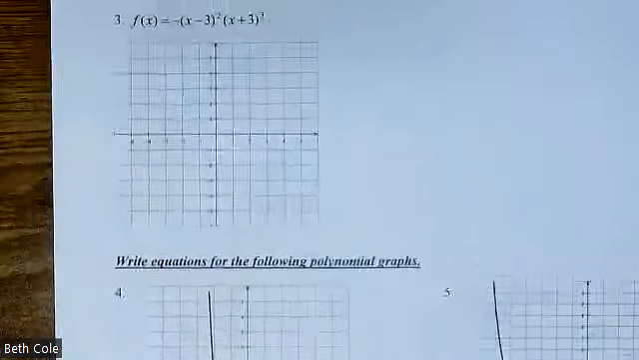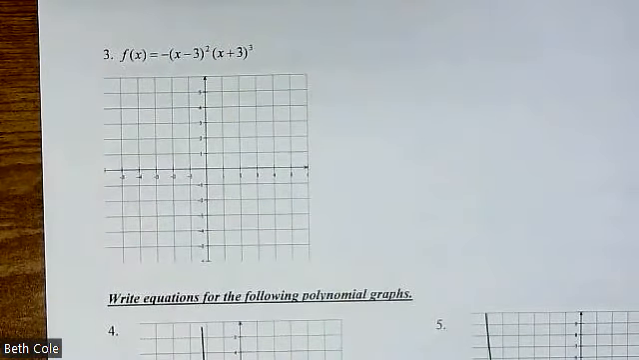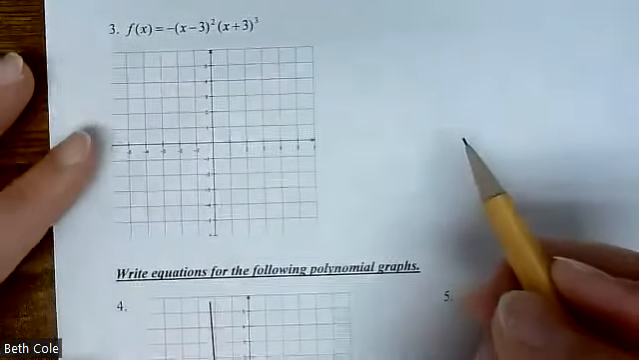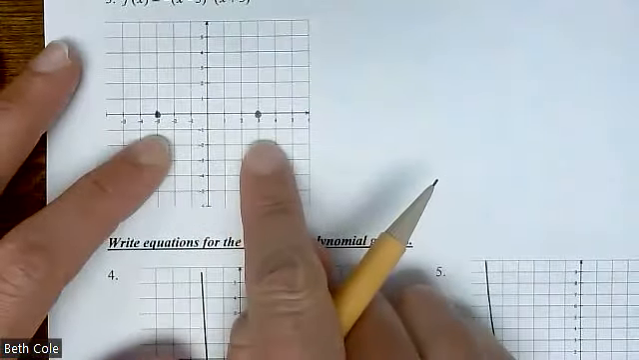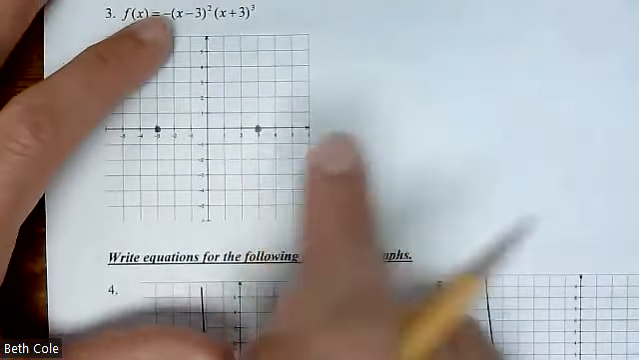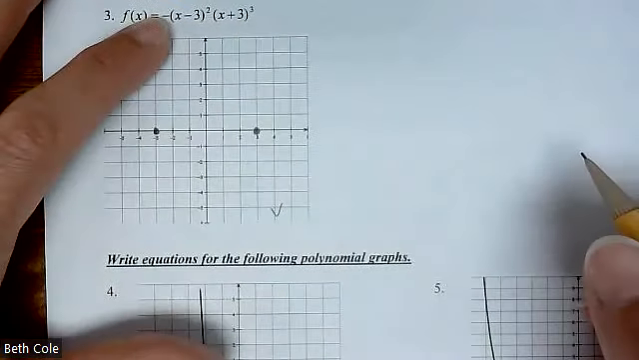You want to try the next one on your own? Yeah. Okay, go for it. All right, so where'd you put the x-intercepts? Yeah, 3 and -3. Now that's a little bit tricky because one is 3 and one is -3. So let's see if you got them right. The right side is going to go down.